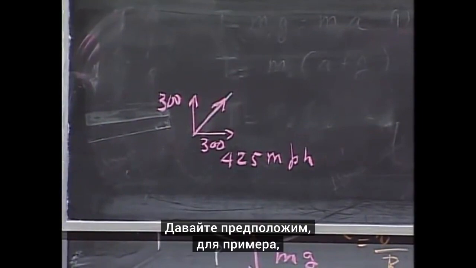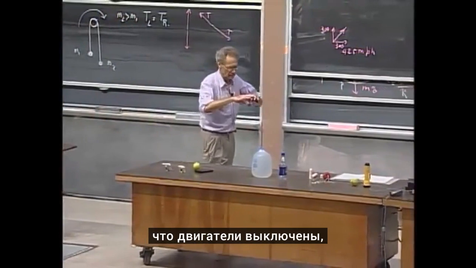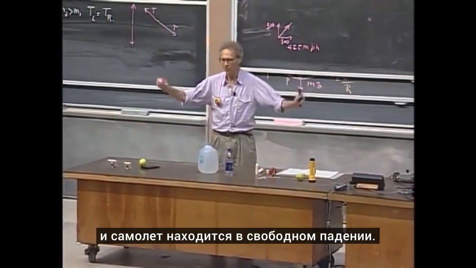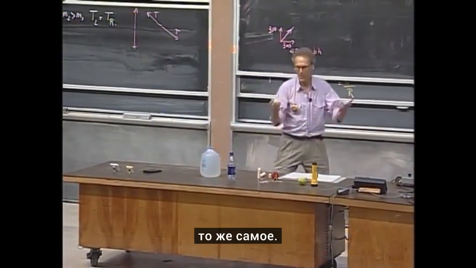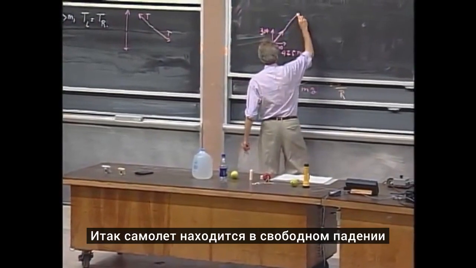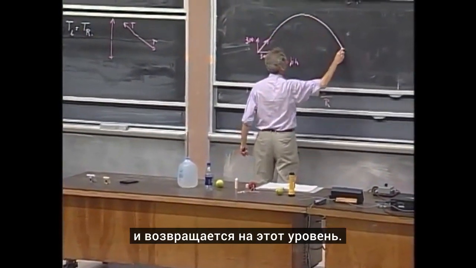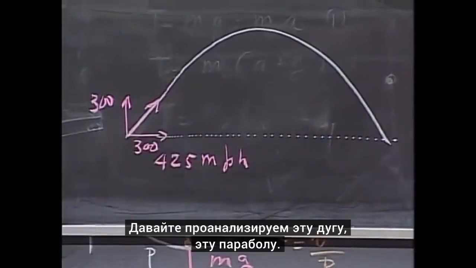Let's assume, for the sake of the argument, that the engines are cut. And the plane goes into free fall. It's no different from this tennis ball. It's the same thing. You're going to see a parabola. And so this plane is going to free fall and comes back to this level. And let's analyze this arc, this parabola.